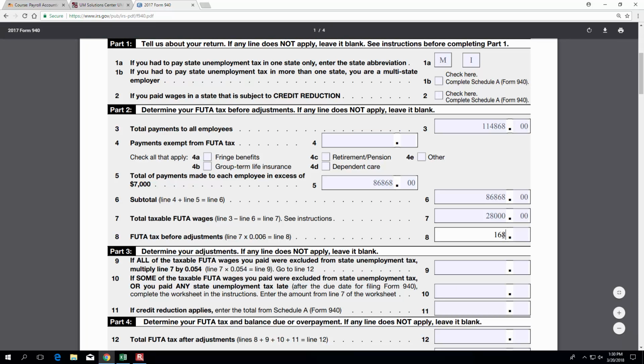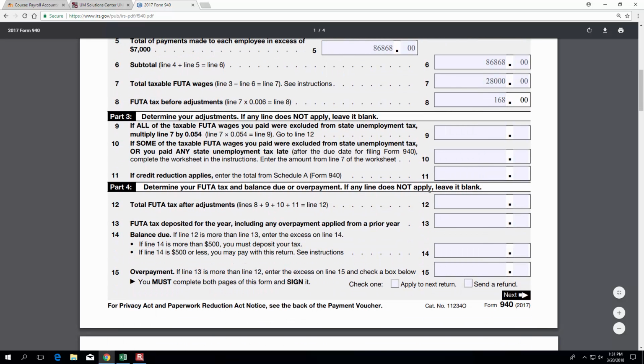So, okay, great. Here's my FUTA. We're not going to have any adjustments. So I'm just going to read the instructions down here. Line 12, you add up 8, 9, 10, and 11, so that's the same 168. How much did I deposit for the year? And we saw from the last row in our schedule that we didn't have to deposit anything because we never got to $500. Therefore, balance due $168.